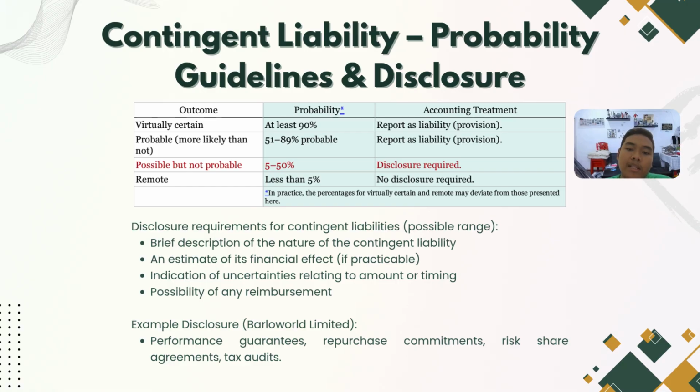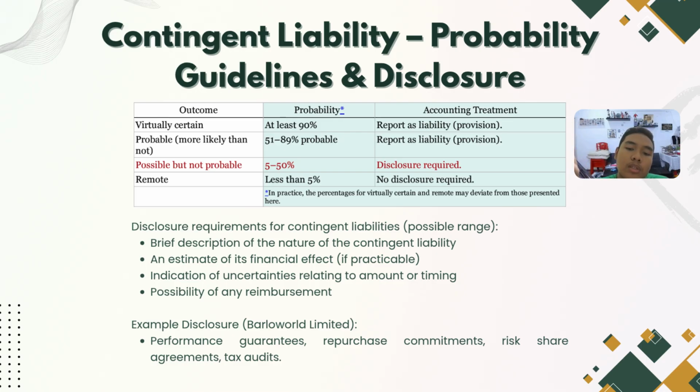Now look at the probability guidelines. If an outcome is virtually certain, meaning at least 90% probable, we report it as a liability, which is a provision. If it's probable, meaning more likely than not, which is between 51 and 89%, we also report it as a liability or provision. If it's possible but not probable, between 5 and 50%, we only disclose it; no accrual is made. If it's remote, less than 5%, no disclosure is required.